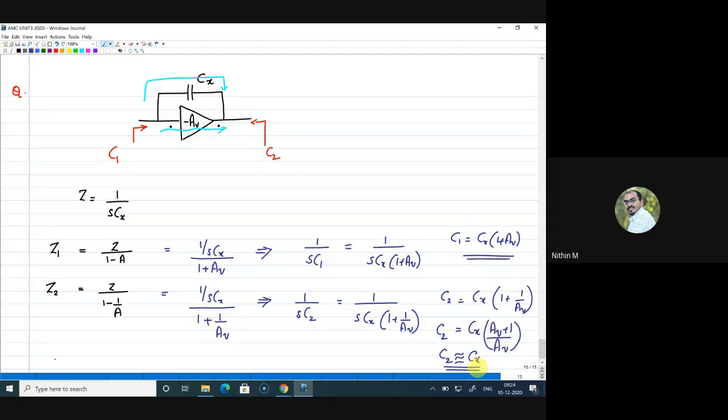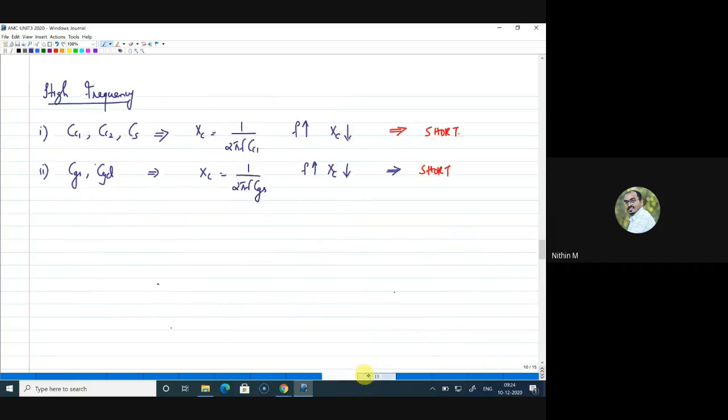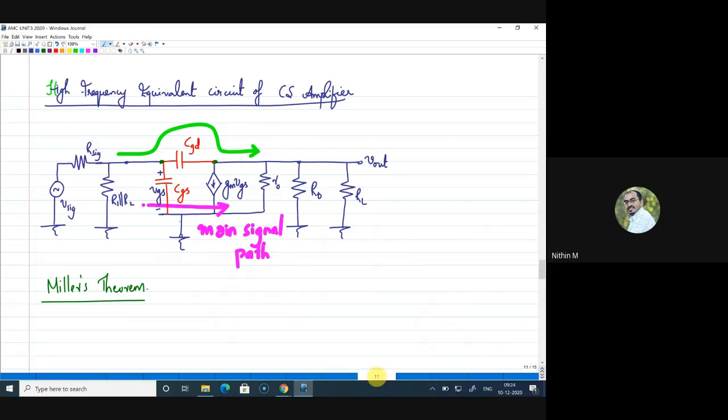So the capacitance seen from the input side is Cx into 1 plus AV, and at the output side it is equal to Cx. I hope this is clear. If you have doubts, you can just put in the chat box. Now, if this is clear, I request you to apply this Miller's theorem and find the equivalent capacitance of the CGD on the input side and output side and draw the new equivalent circuit. I hope I am making sense.